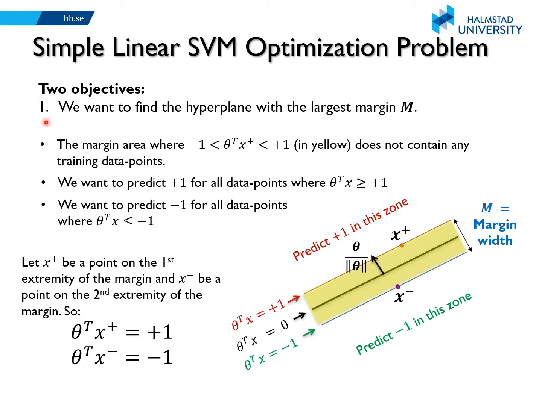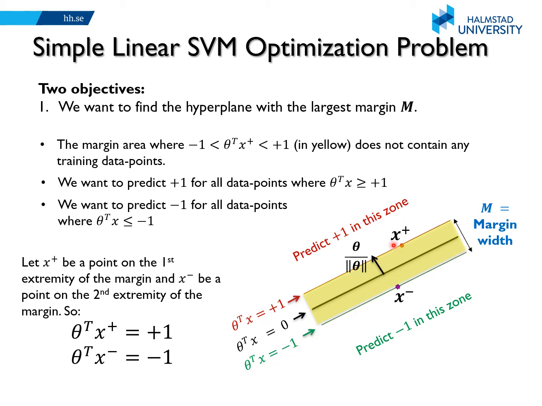Now let's take the first objective. We want to maximize the margin. So let's see how to define this margin. The equation of our hyperplane is theta transpose x equals 0. And this is our margin. So we have no training examples in this yellow region. And let's say that the first extremity of the margin has the equation theta transpose x equals +1. And the second extremity of the margin has the equation theta transpose x equals -1.